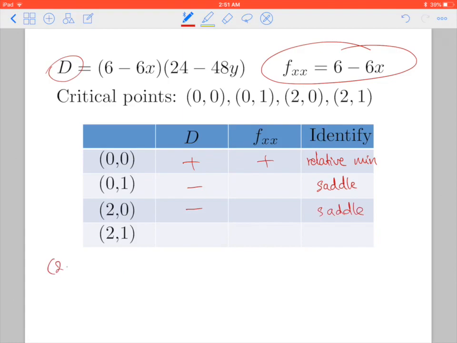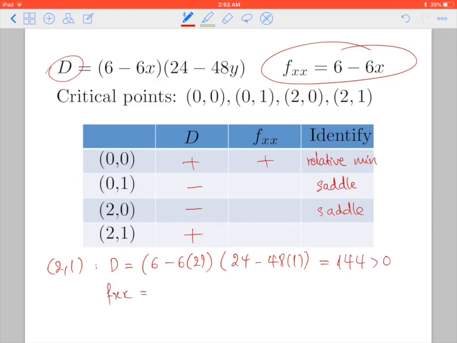For the last point, (2, 1), the determinant is 6 minus 6 times 2, times 24 minus 48 times 1. This is equal to 144, which is a positive number. So here D is positive. That means you have to find the sign of fxx. That is 6 minus 6 times 2. This is minus 6, less than 0. So as I mentioned earlier, when D is positive and fxx is negative, the critical point is a relative maximum.